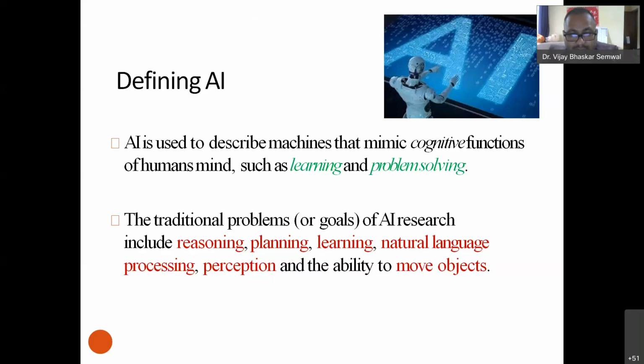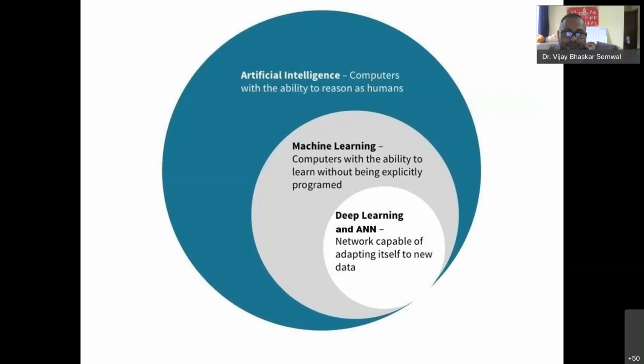So the traditional goal of AI was focus on reasoning, planning, learning, natural language processing, perception, and the ability to move objects. Okay, now let us see what is different between machine learning, deep learning, and AI, artificial intelligence.